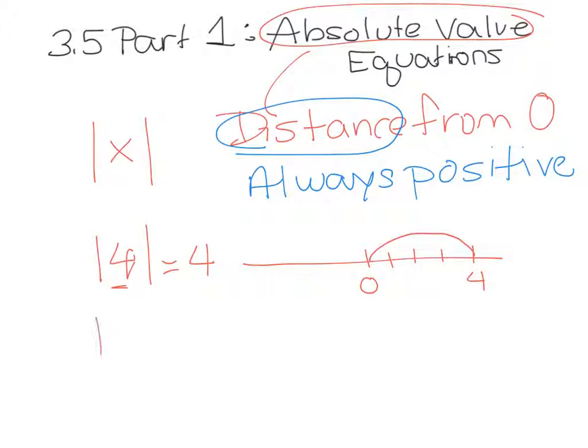I could also ask you for the absolute value of negative 4. Same thing, if you went to your number line and you went to negative 4 on the number line, how many spaces away from 0 is the number negative 4 located? Well, it is located, again, 4 spaces from 0.